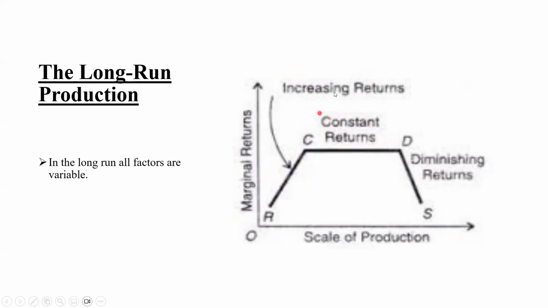So in the increasing returns to scale, the inputs are increasing and the outputs will increase by a greater percentage when inputs increase. Then the constant return to scale is where your outputs will increase by the same percentage as your inputs.